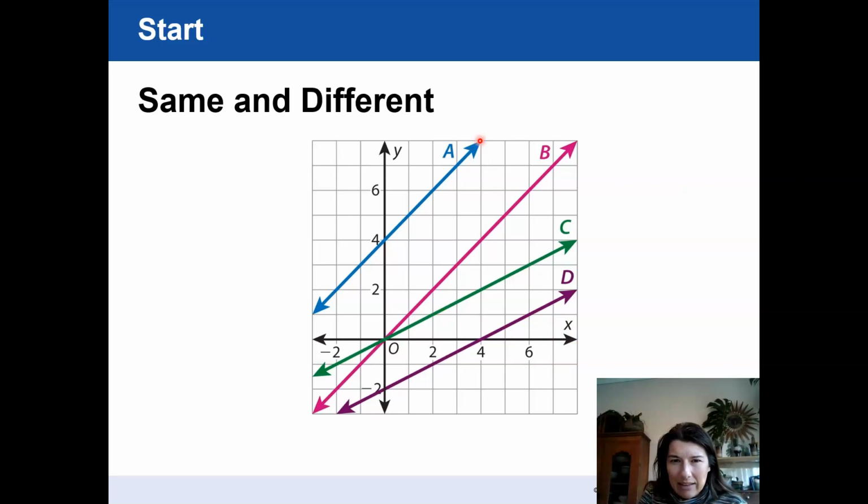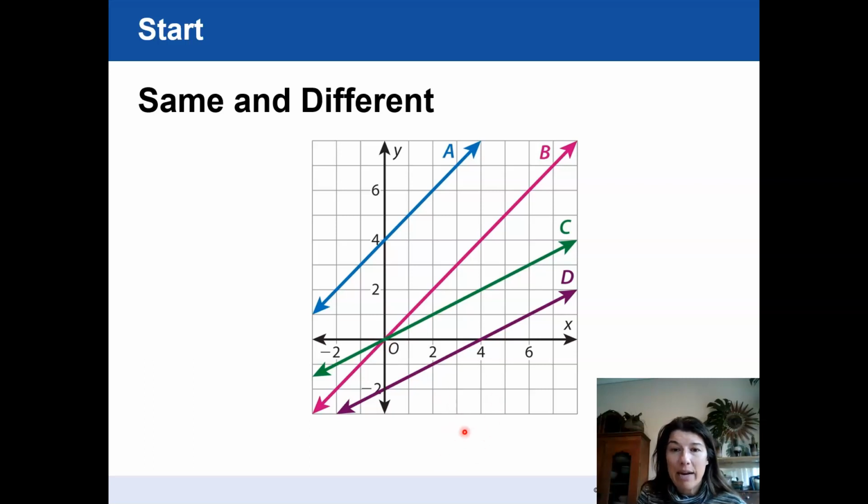Well, I spy that line A is parallel to line B, which means that A and B have the same slope because notice they are increasing at the same rate. They each have a slope of 1. We're going up 1 over 1, up 1 over 1. What is different about A and B? Their slopes are the same, but I spy that their y-intercepts are different. Notice A has a y-intercept of 4, B has a y-intercept of 0.